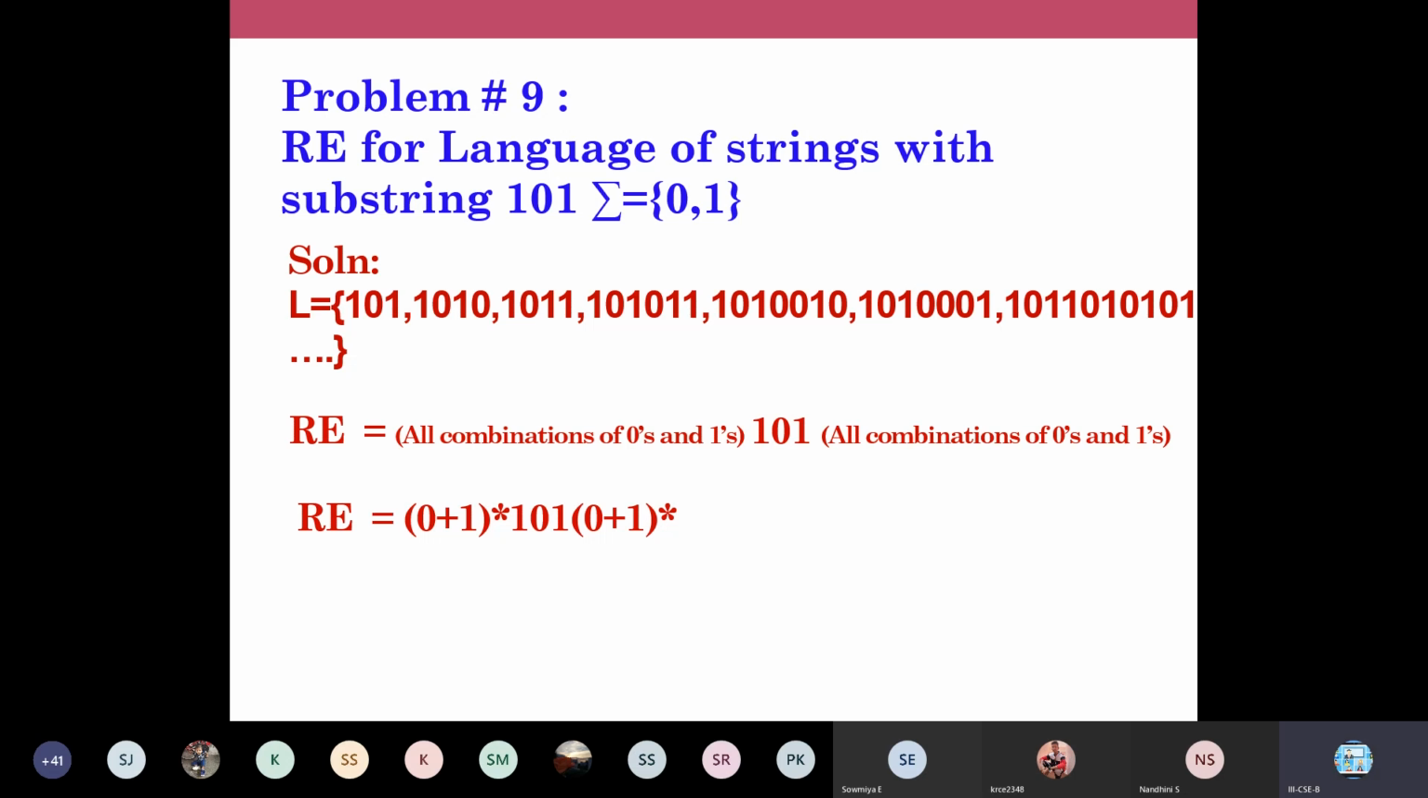Whether the slide is visible for everyone? Problem number 9. So the screen is not visible, but whether the chat is visible, Solomon David, the chat box where you are pasting a picture? Is it visible for you?